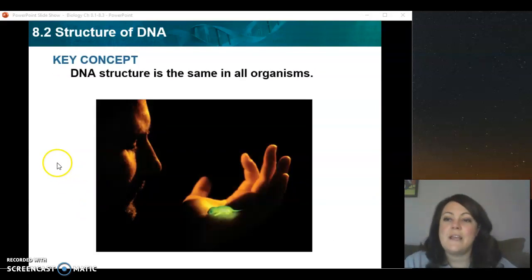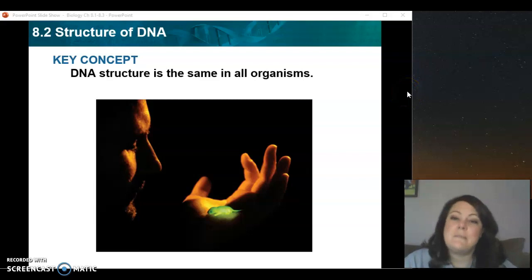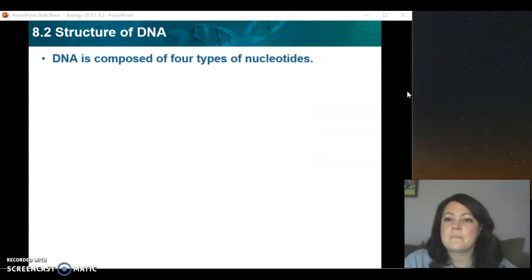8.2, the structure of DNA. DNA structure is the same in all organisms. Believe it or not, the DNA that's inside of you is the same DNA that's inside of any living thing. You may have heard that a banana contains roughly 50% of the same identical DNA that we have, and that is true. All living human beings have roughly 99.8 to 99.9% of the exact same DNA. So it's a very tiny amount of DNA that makes us different from one another.